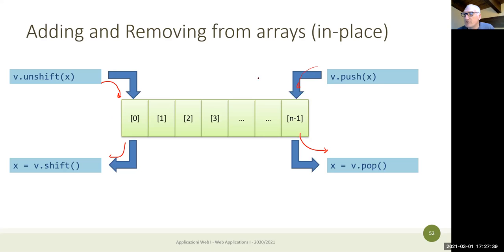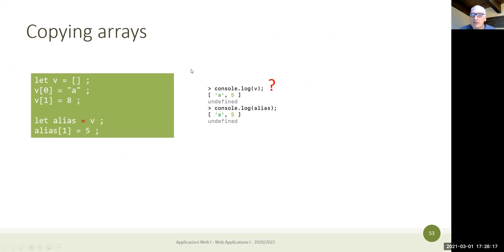I think the most useful one is push for adding at the end. But you see that depending on how you use these four methods, you can also implement very easily FIFO or LIFO queues. If you use push and pop, you have a LIFO, a stack. If you use push and shift, you have a FIFO. You insert at the end, you extract at the beginning, or vice versa. So it's a dynamic structure that can be used as a static array, or as a list of elements that can grow and change. And of course, it can be copied. And again, the copy here is by reference.